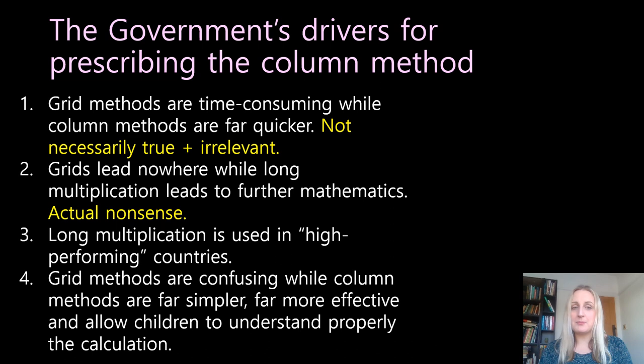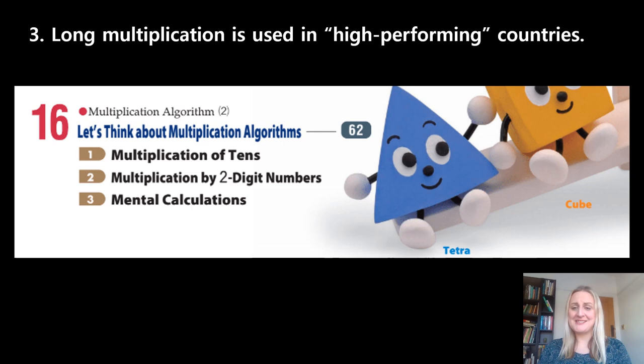So let's look at the next reason on the list, which is that long multiplication is used in high performing countries. Now for this I've looked at a Japanese textbook. I love Japanese textbooks, they are fantastic. We're looking at a chapter called multiplication algorithms. Basically the whole thing is about how to use algorithms in multiplication. These are primary textbooks and they are really, really well written, definitely worth having a look at.